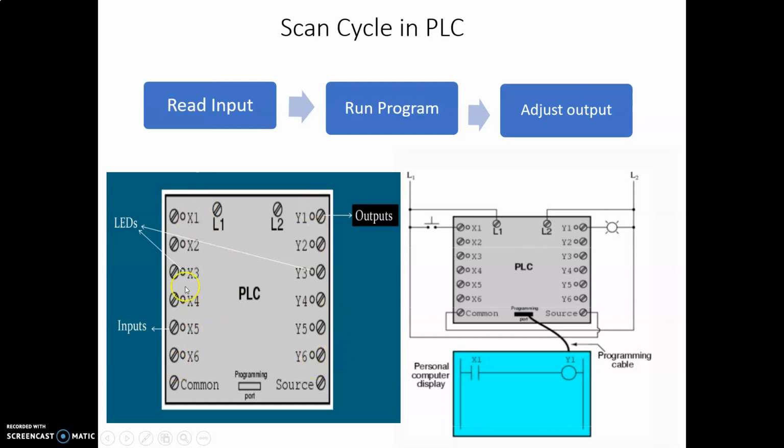Now let's try to understand what happens here. Conversion from analog into digital, and that digital information is stored in the memory of this PLC. That is called read input, where the processor tries to read the information from the input. The next thing that happens is run program. Whatever program is stored in the memory, the processor will access it and run it, on the information based on the input.